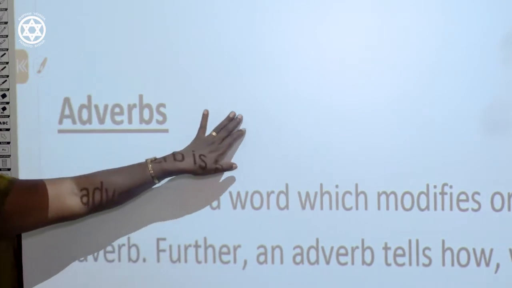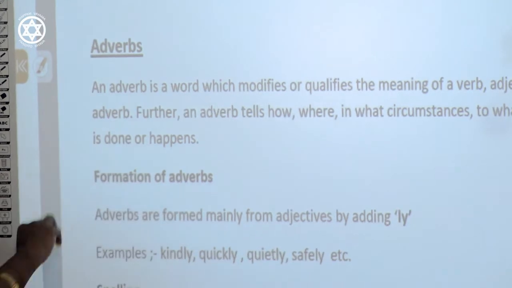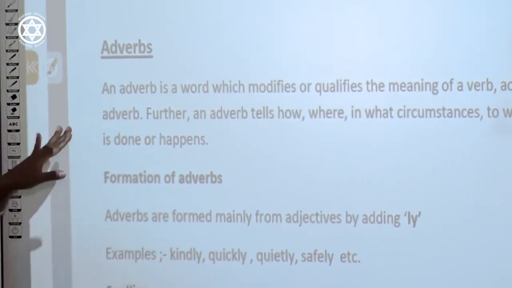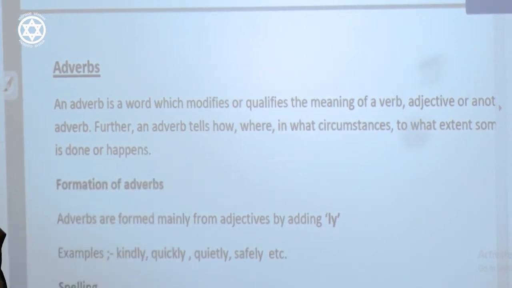Now, I am going to talk about the adverbs in detail, right? As I told you earlier, an adverb is a word which modifies or qualifies the meaning of a verb, adjective or another adverb. Further, an adverb tells us how, where, in what circumstance, to what extent an action is done or happens. Now, let's look at the formation of adverbs.